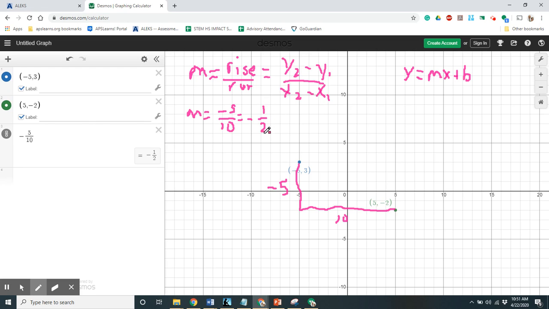Or I can use the formula. Let me switch pen colors for that. So if I'm using the formula, it's going to be y2 minus y1 over x2 minus x1. The y's are -2 minus 3 over x minus x, which is 5 minus -5.